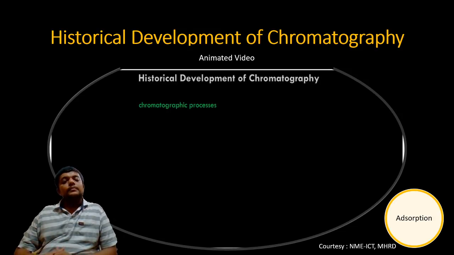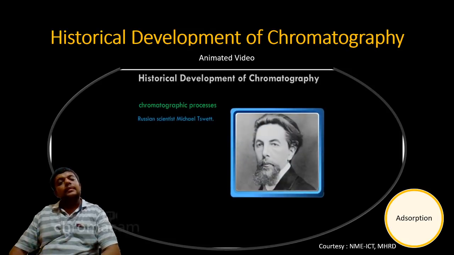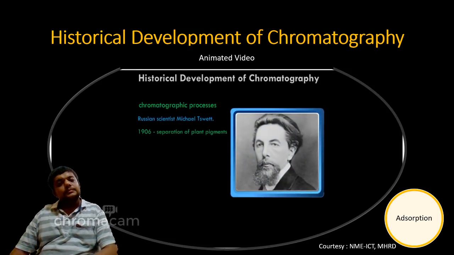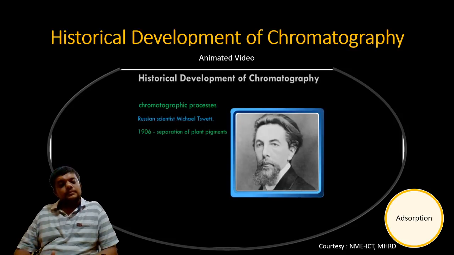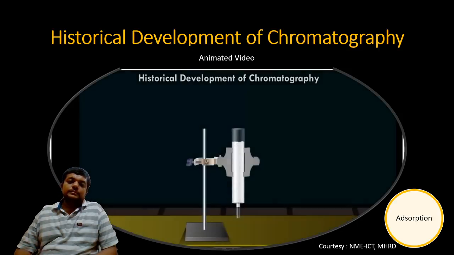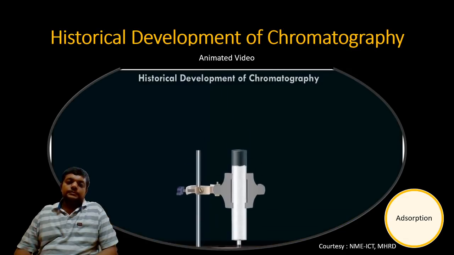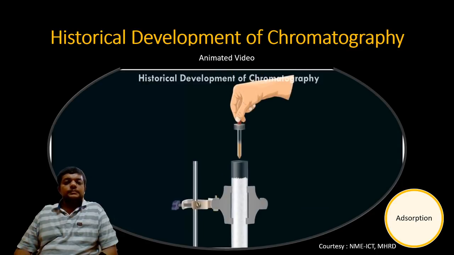The process originated from the work of the Russian scientist Mikhail Tswett. In 1906, he reported the results of his work on the separation of plant pigments. His interest was to find out whether the leaf extract, which is green in color, has one component or more components. To check the number of components, he developed a new method. He prepared a glass column filled with powdered calcium carbonate. A petroleum ether extract of plant leaves was placed at the top of the column.